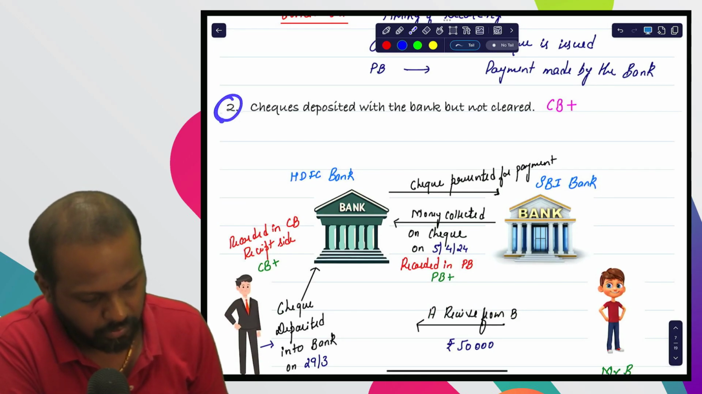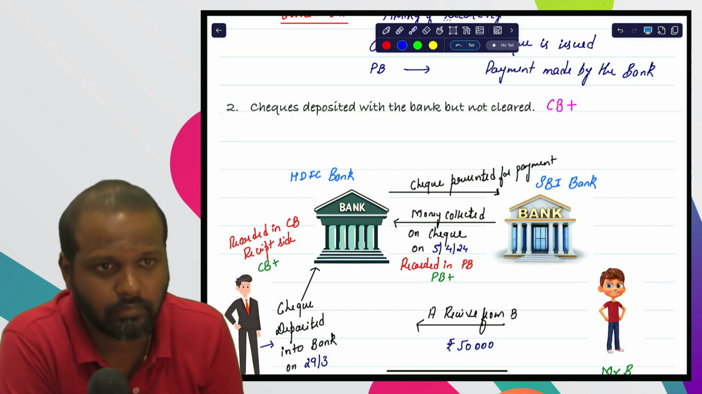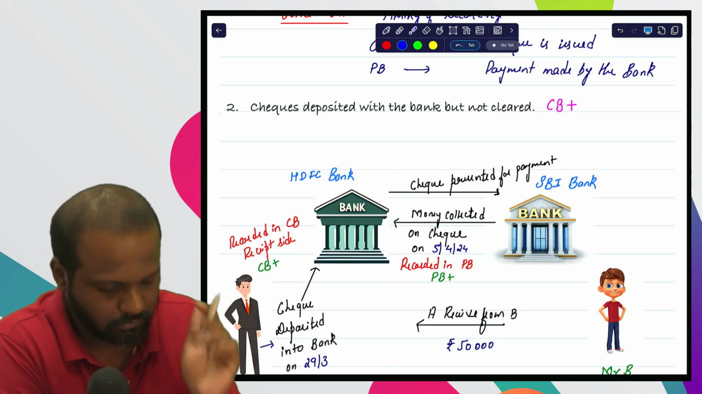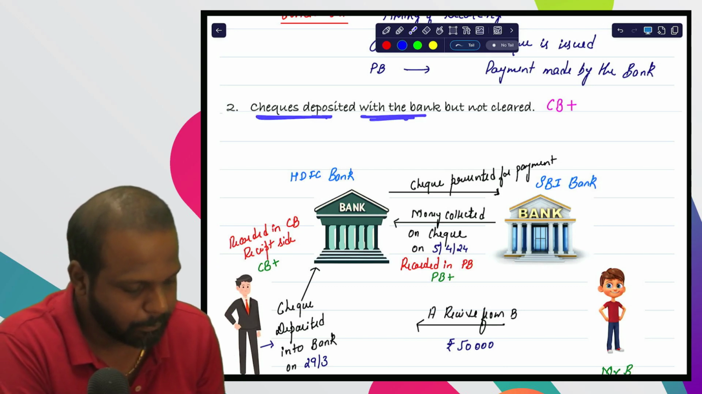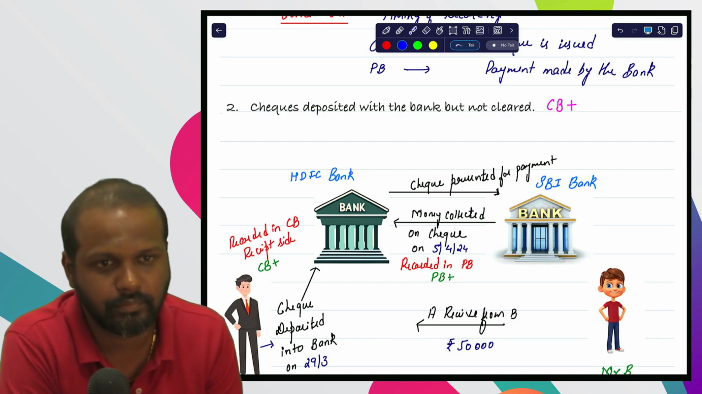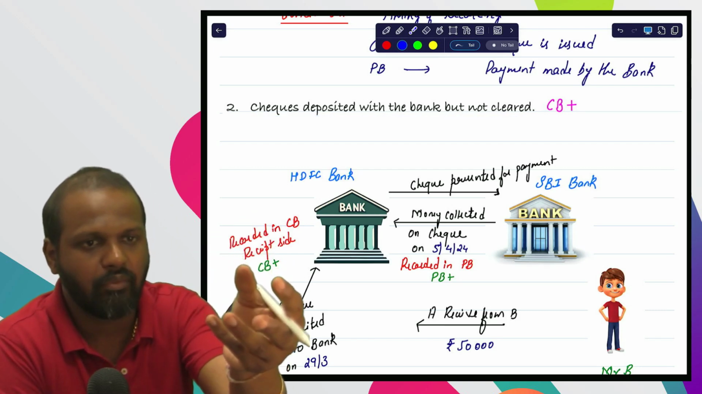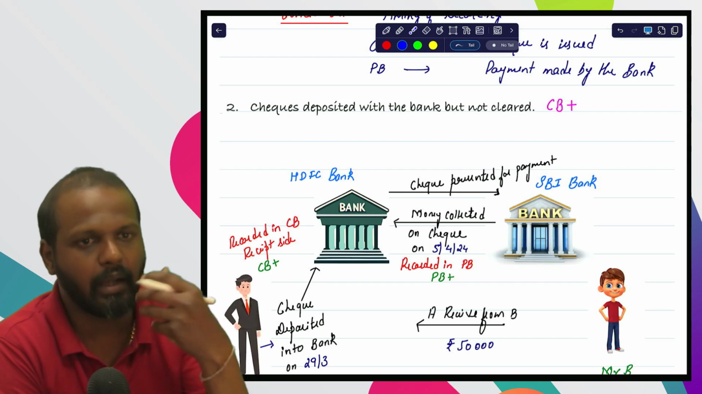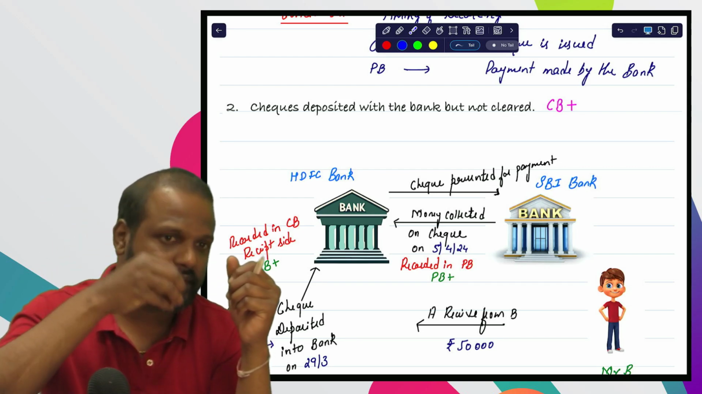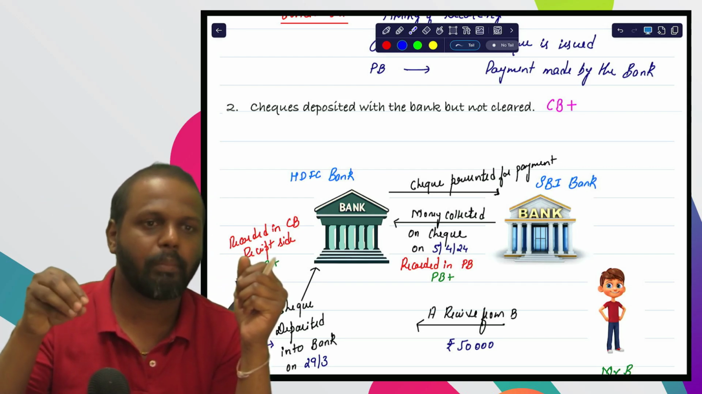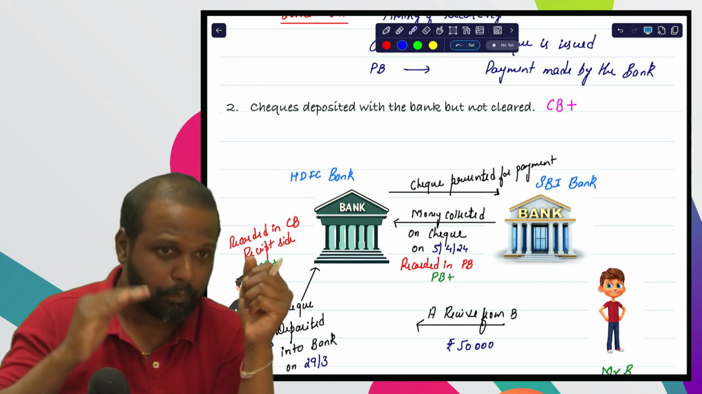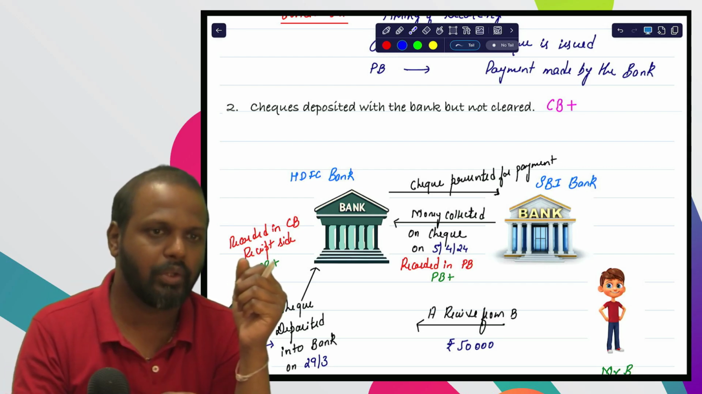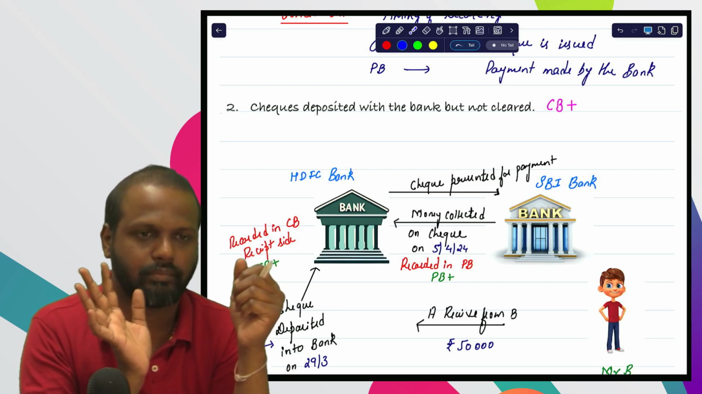Now understand point number 2. Checks deposited with the bank but not cleared. Now let us say I have to receive 150,000 rupees from you. So you will issue the check to me and I'm going to receive the check. Once I get the check, I'm going to deposit it into my bank account. Before I go to bank and deposit the check, first I will do my duty. My duty is to do the entry in cash book.